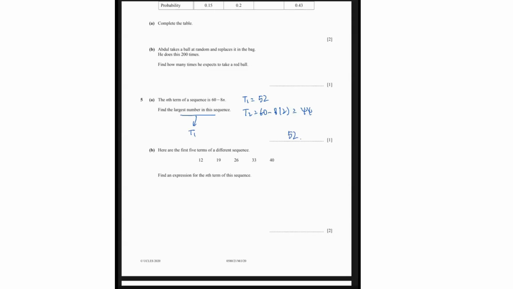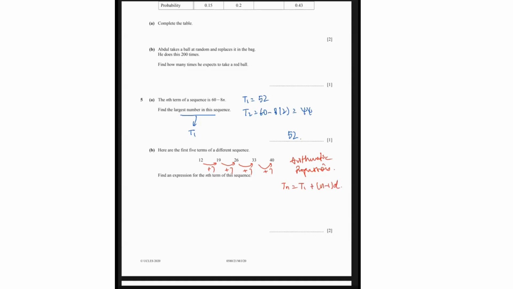Okay, here are the first 5 terms of a different sequence. Find the expression for the nth term of the sequence. First we have to study what kind of sequence this is, right? I think really quickly, you all can spot this. Plus 7, plus 7, plus 7, plus 7. So this is an arithmetic sequence. In arithmetic progression, the nth term has a formula. It's Tn equals T1 plus (n minus 1)d, where d is your common difference.